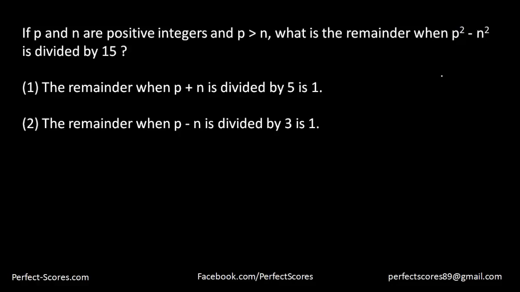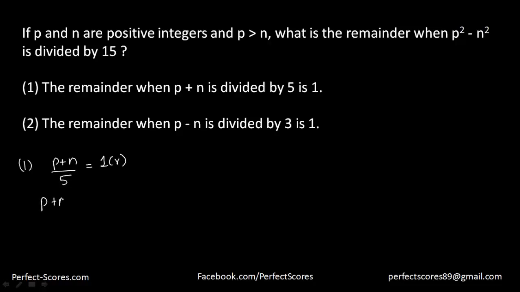Now this question says that p and n are positive integers and p is greater than n. What is the remainder when p square minus n square is divided by 15? So statement 1 says that the remainder when p plus n is divided by 5 is equal to 1. So 1 is the remainder when p plus n is divided by 5.